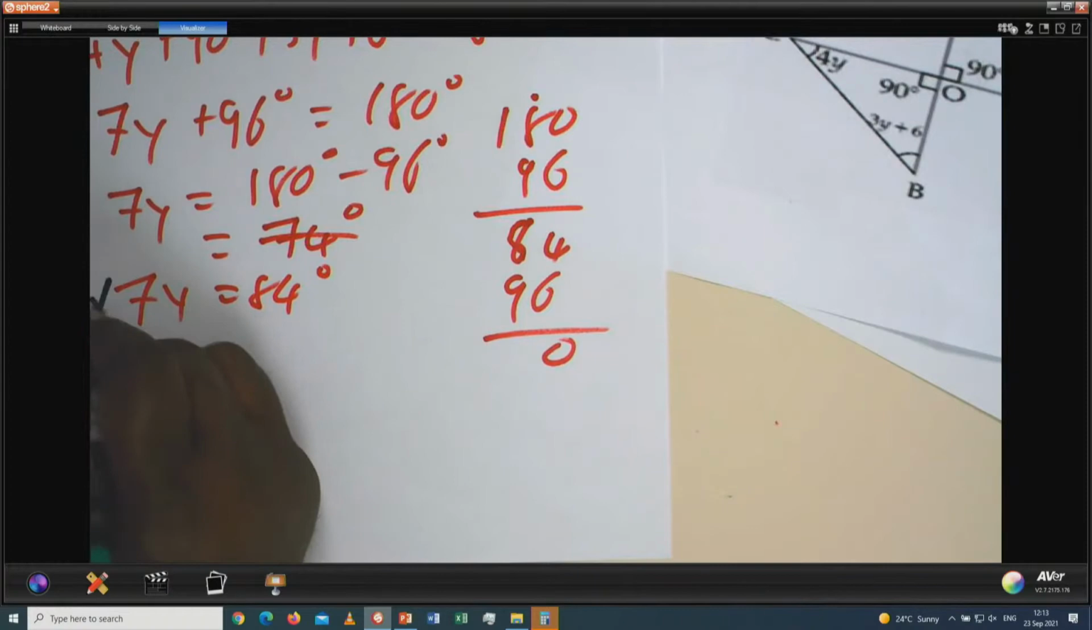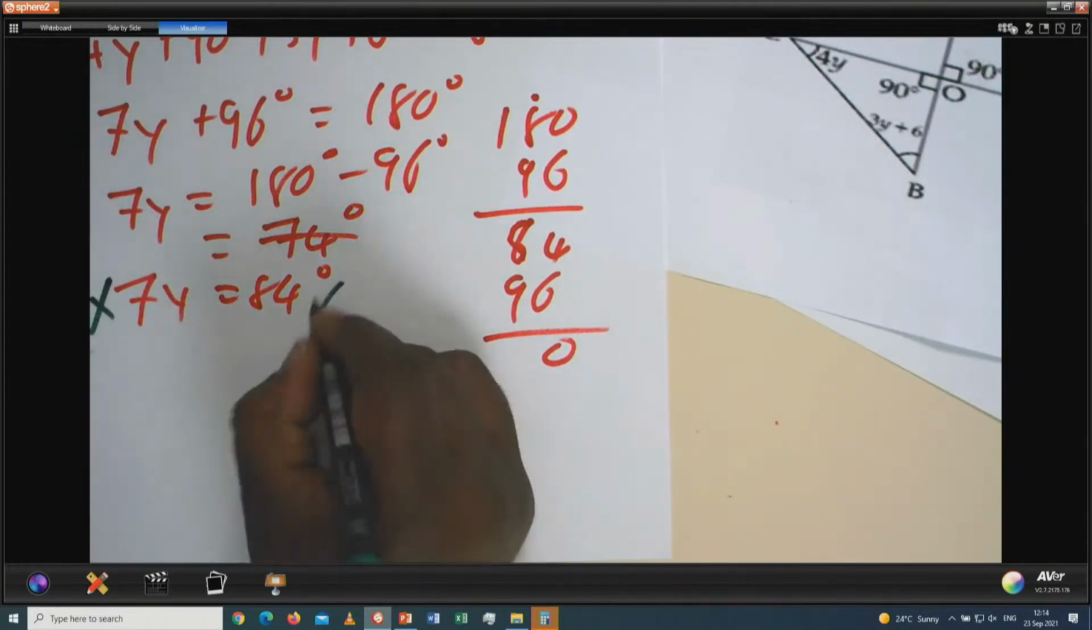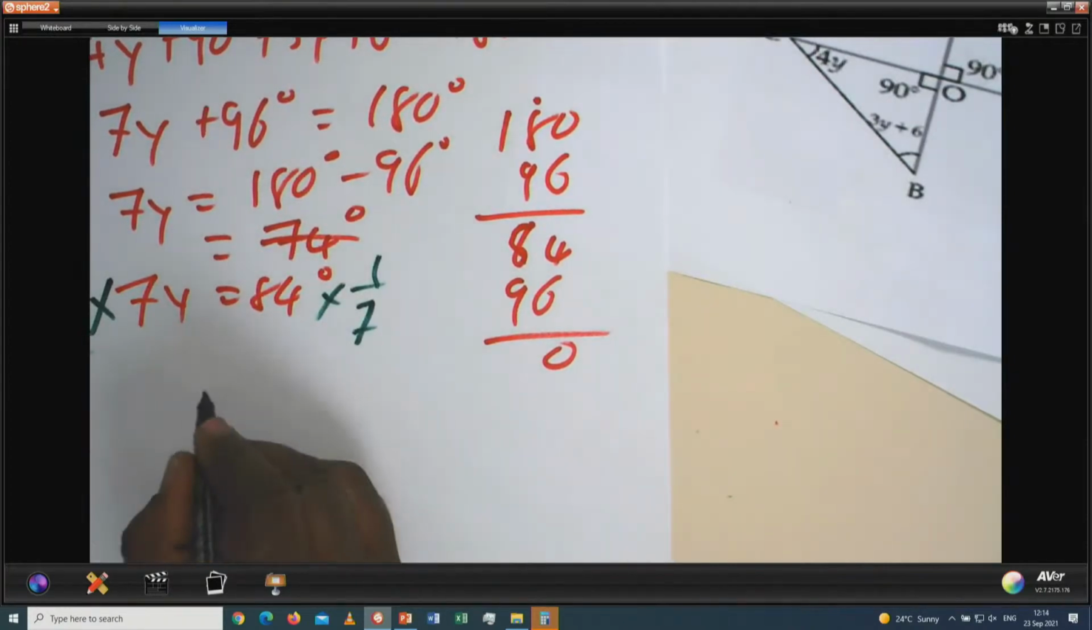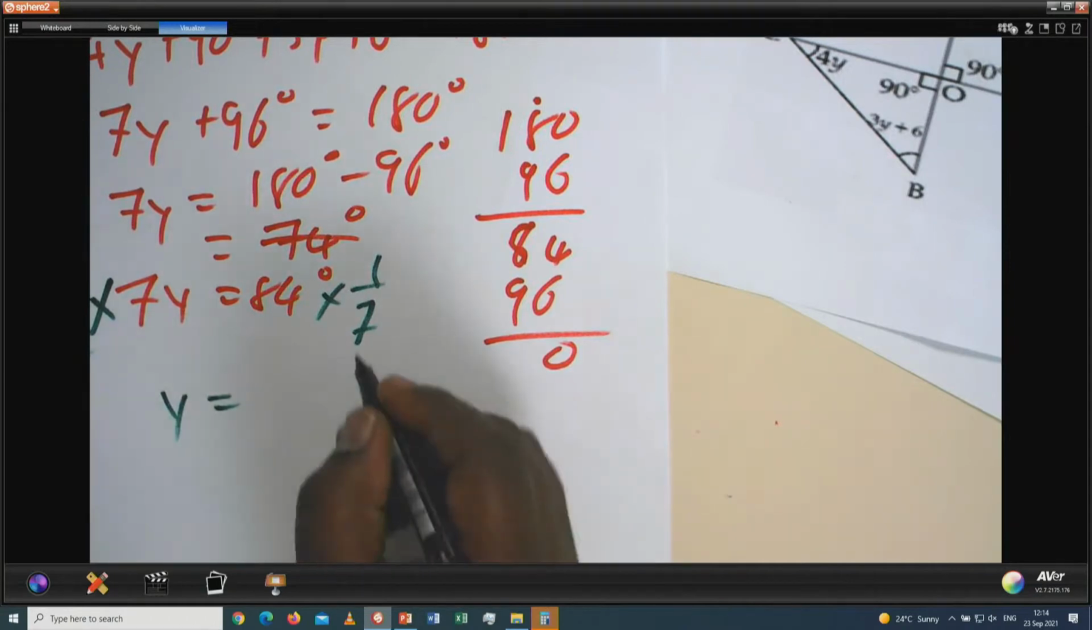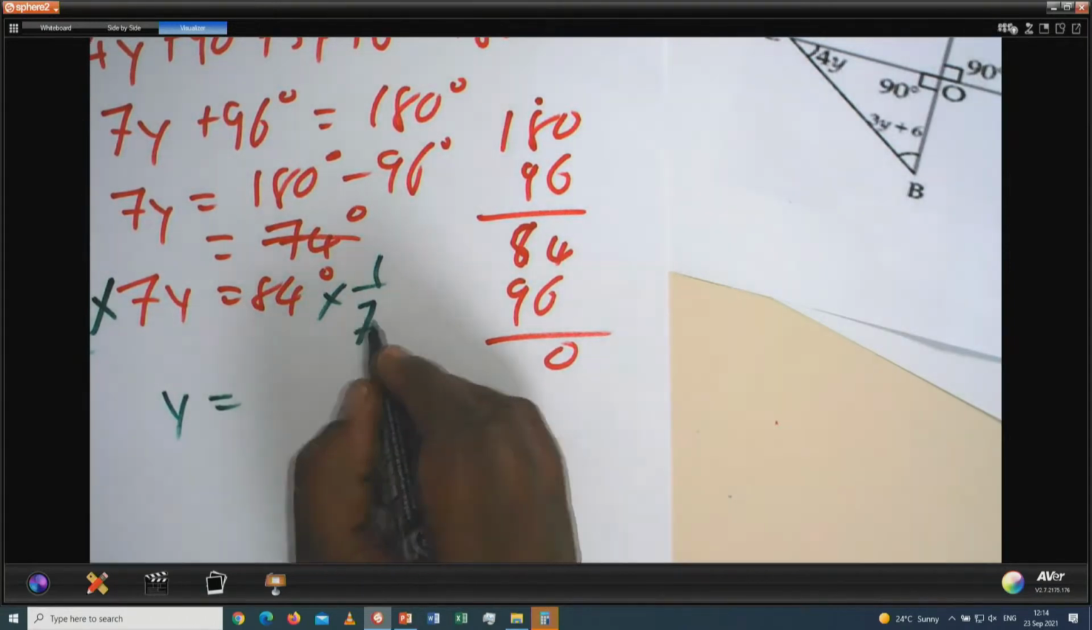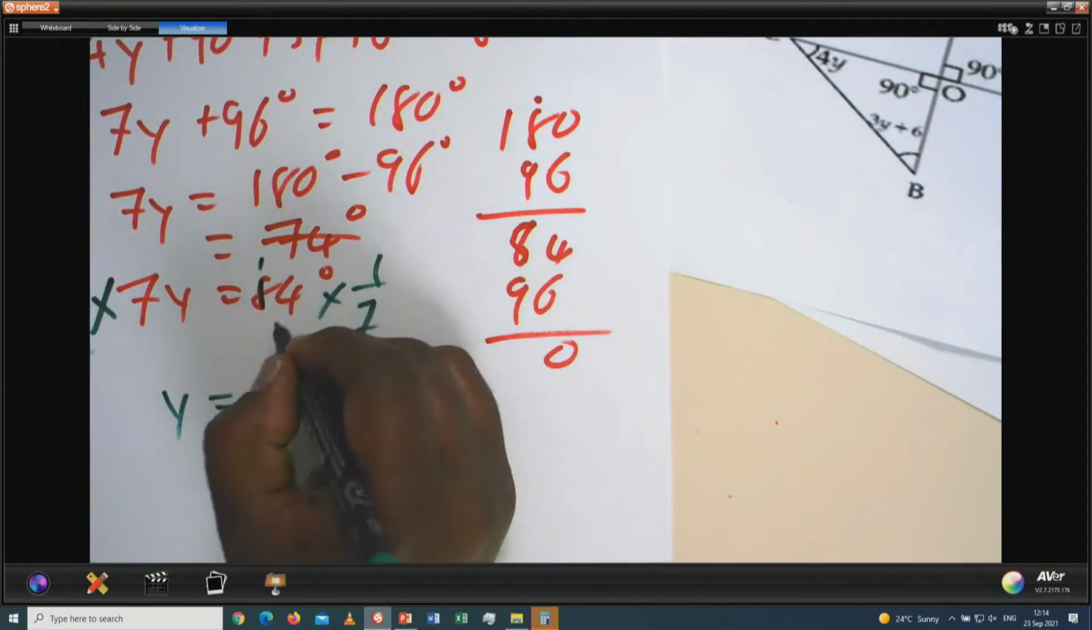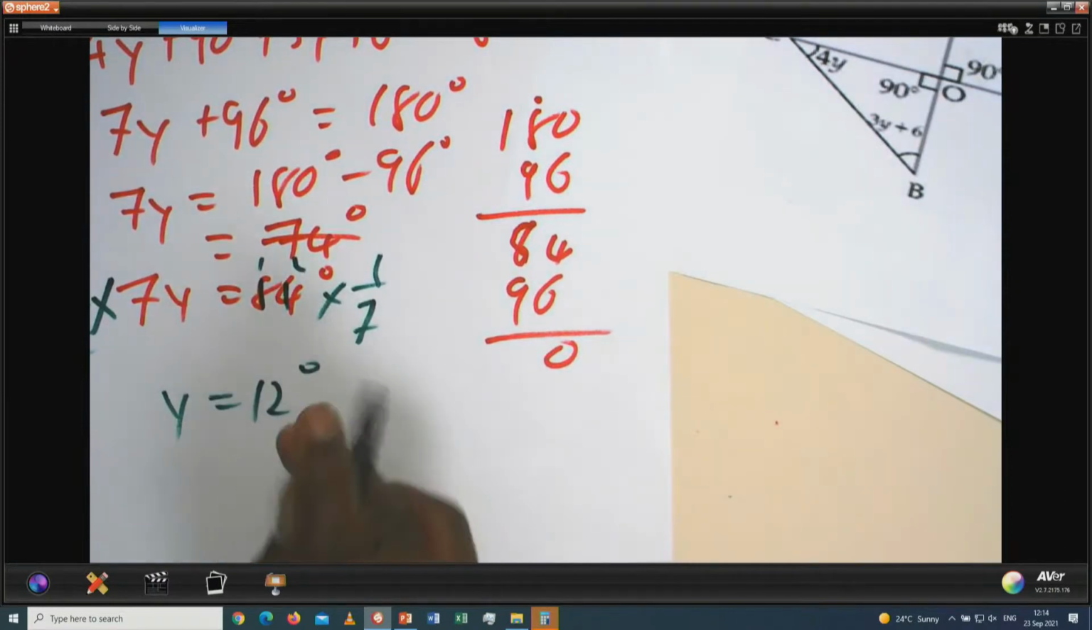Again, your multiplicative inverse. Therefore, your y: how many 7s into 84? 7 into 8, 1. How many 7s into 14? 2. Therefore y is 12 degrees.